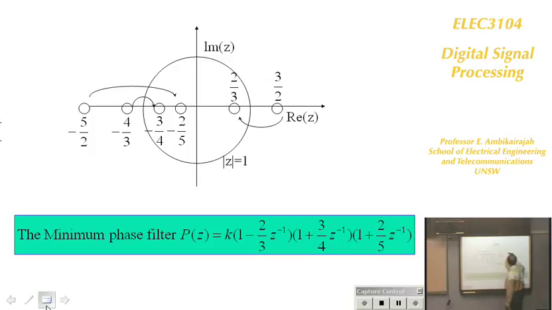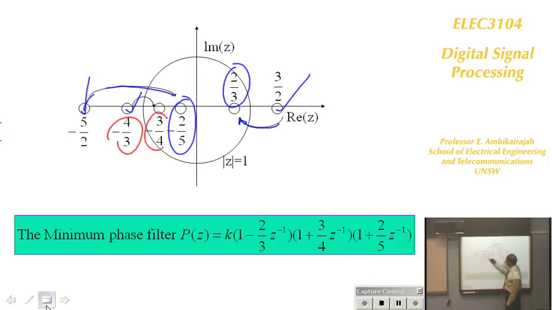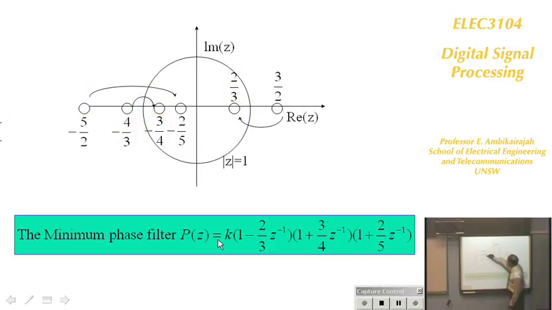So here are my zeros. There's one zero I have here, there's another one I have, another one I have. Maximum phase. I want to make it minimum, so I reflect it. I reflect this back in. So 3 over 2 will become 2 over 3. And I reflect this one back in here. Minus 5 over 2 will become minus 2 over 5. And I reflect this one back in here. Minus 4 over 3 will become minus 3 over 4. Now you have got all of them inside the unit circle. That becomes minimum phase.